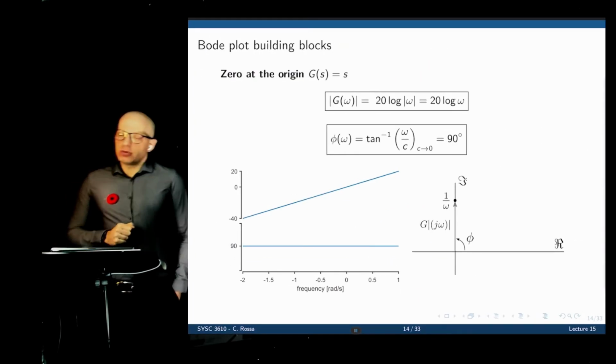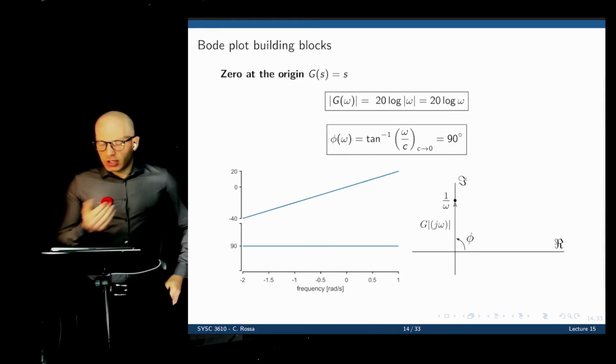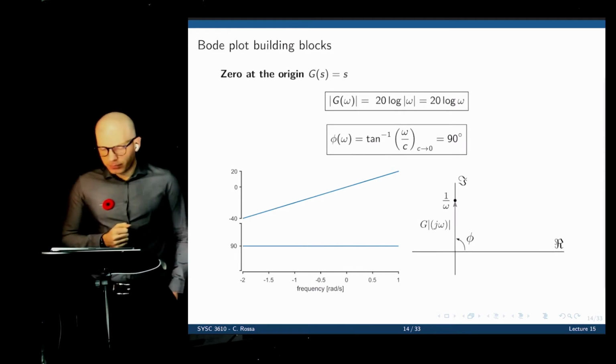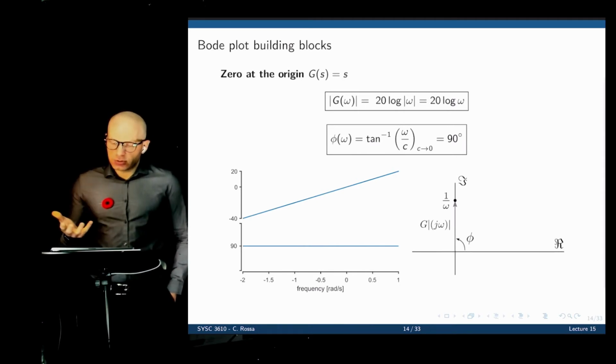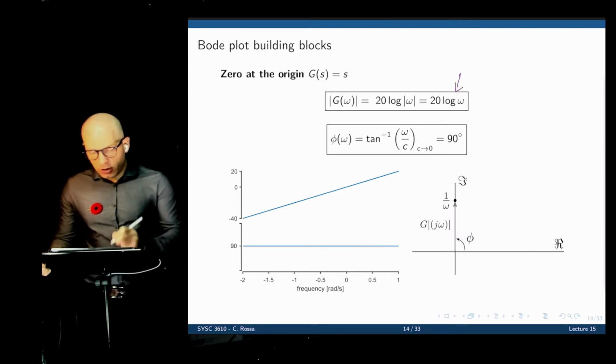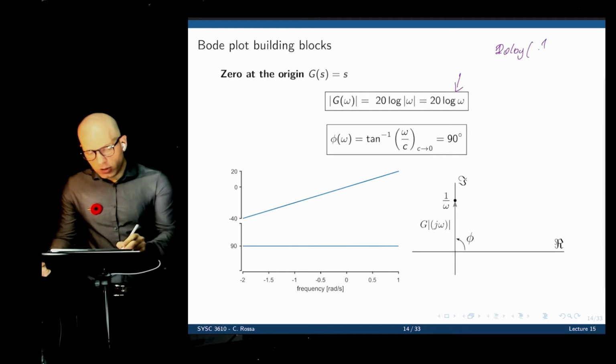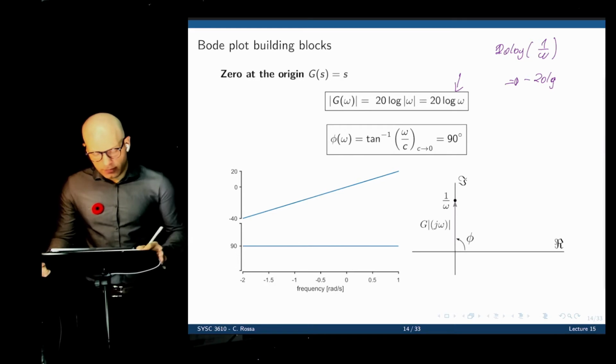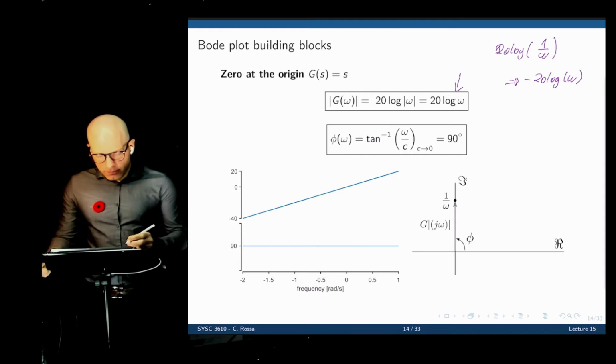So now let's do a zero at the origin. The zero at the origin, you just have a transfer function g of s equals s. And now we can do the same process we did before, and you'll find exactly the opposite of the pole. Notice that now we are dealing with 20 log of omega. Before we had 20 log of 1 over omega, which was negative, the same as negative 20 log of omega. We have a real part now that is simply omega, now 1 over omega is shown here.